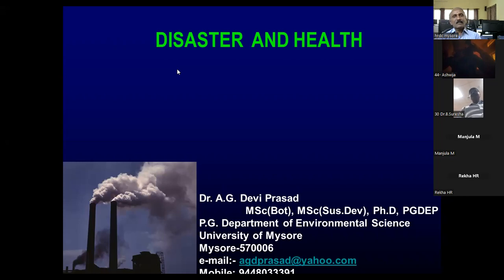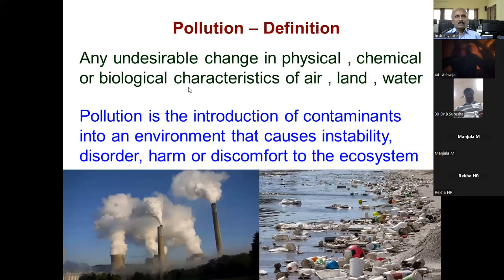So any such undesirable change that results in our environment of land, air, and water, we call it pollution. So pollution is defined as an undesirable change in the physical, chemical, and biological characteristics of air, land, and water.